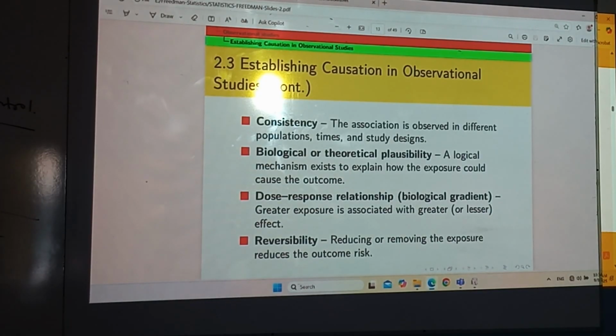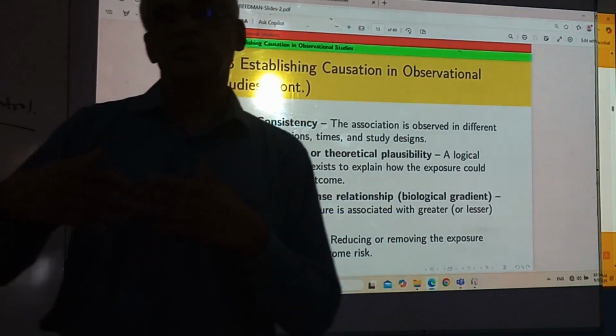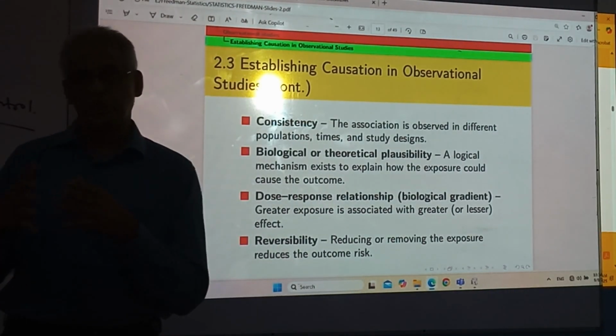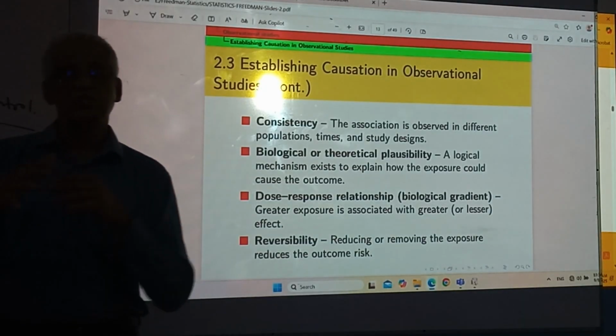And then it is better if you can have some biological or other theoretical explanation for that also. You should have a justification.